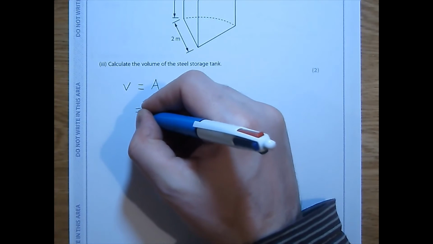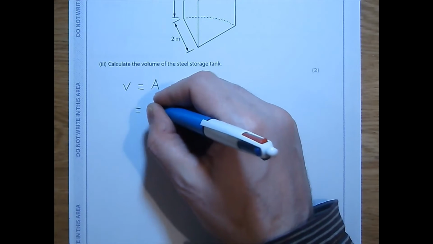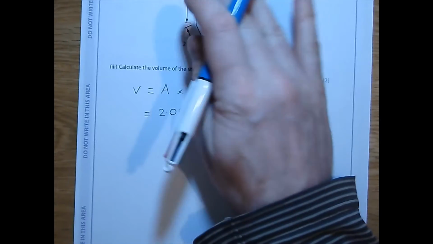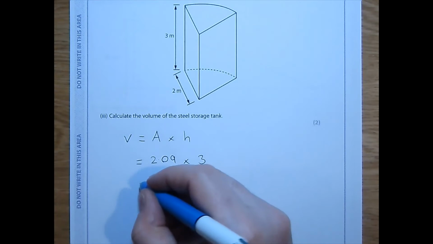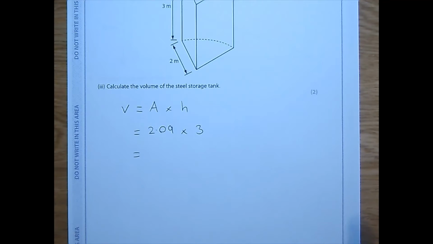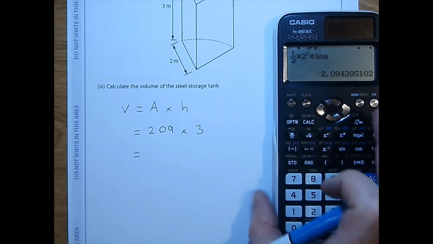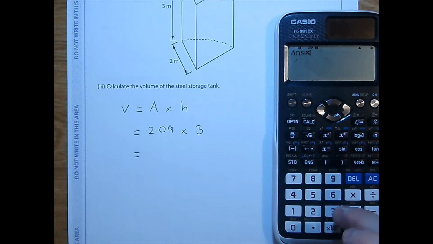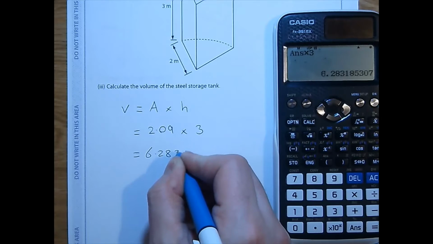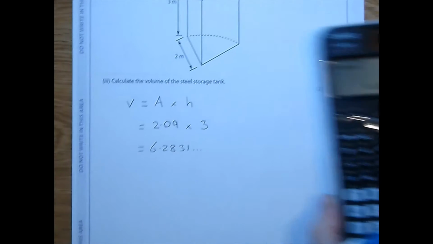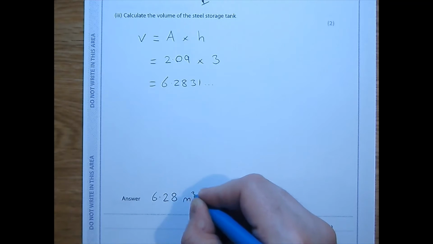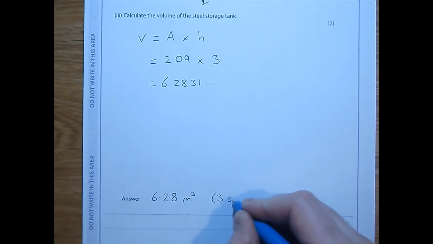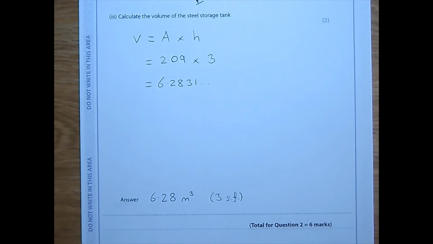Substituting into that, the area we got last time as being 2.09, and the height we can see from our diagram is 3 meters. Fortunately, there's the same units, so no conversions required, something to always think about. Again, I'm not going to use 2.09, I'm going to use the exact value that's stored in my calculator, 2.094, etc., and times that by 3, giving me 6.2833, 1, etc., which I will now round on the answer line for 6.28 meters cubed, because it's a volume, and the degree of accuracy, 3 significant figures, is what I've used. And that's the end of question 2.